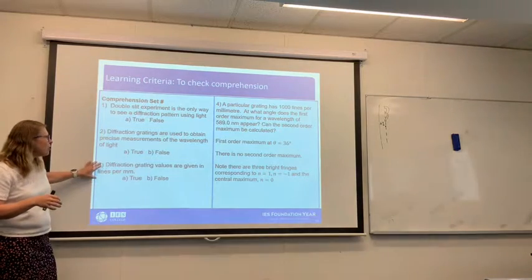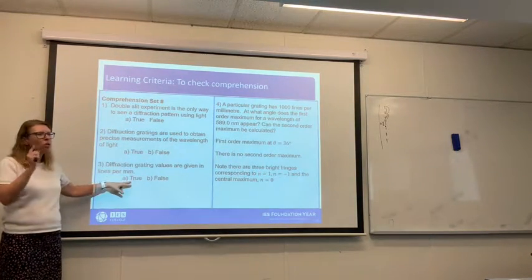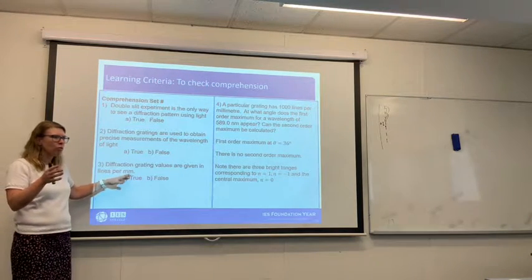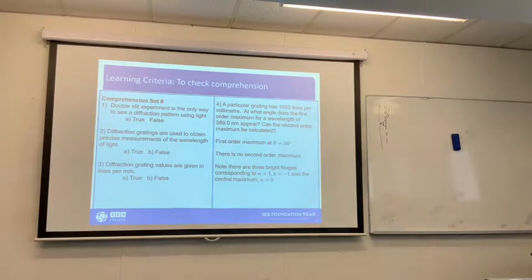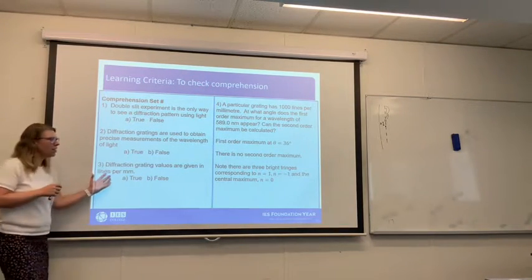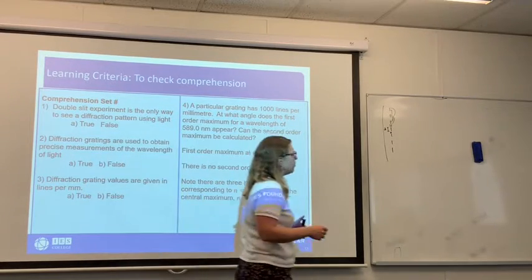Okay? Diffraction grating values are given in lines per millimeter. It's true, but is it always true? No. It's still true. It is, yeah, I know. It's a bit ambiguous. Okay? True. Yeah, it's kind of true.